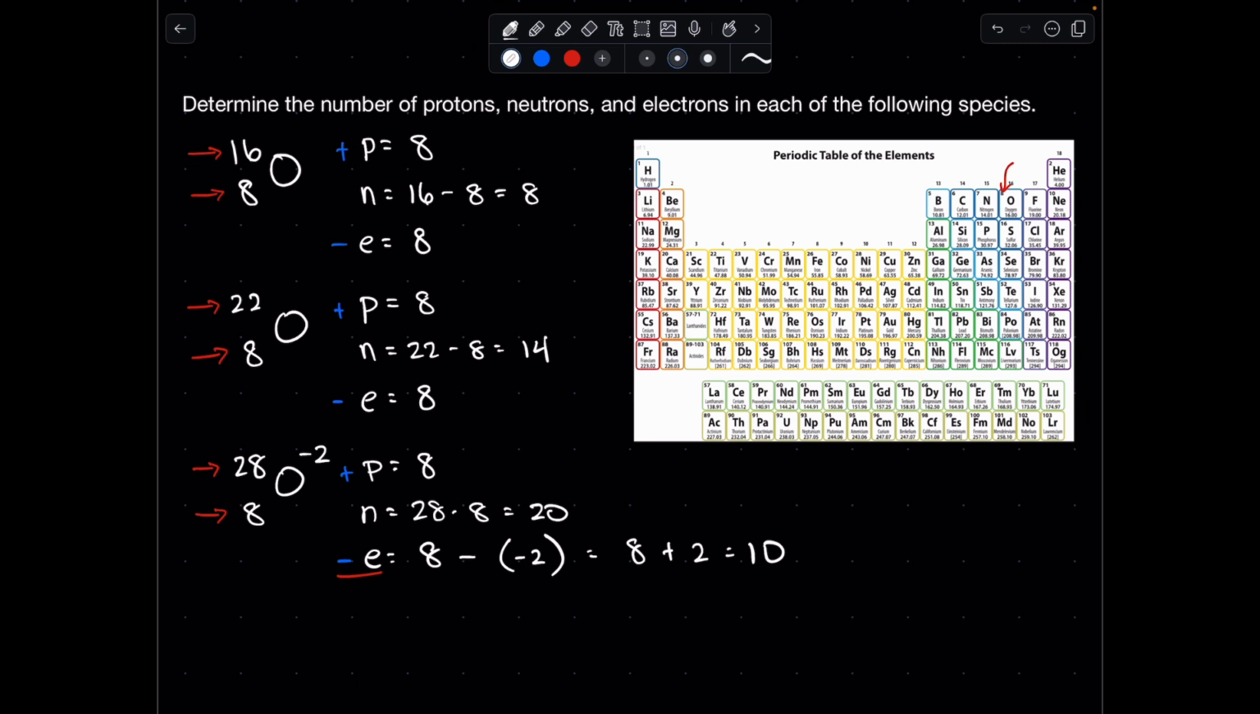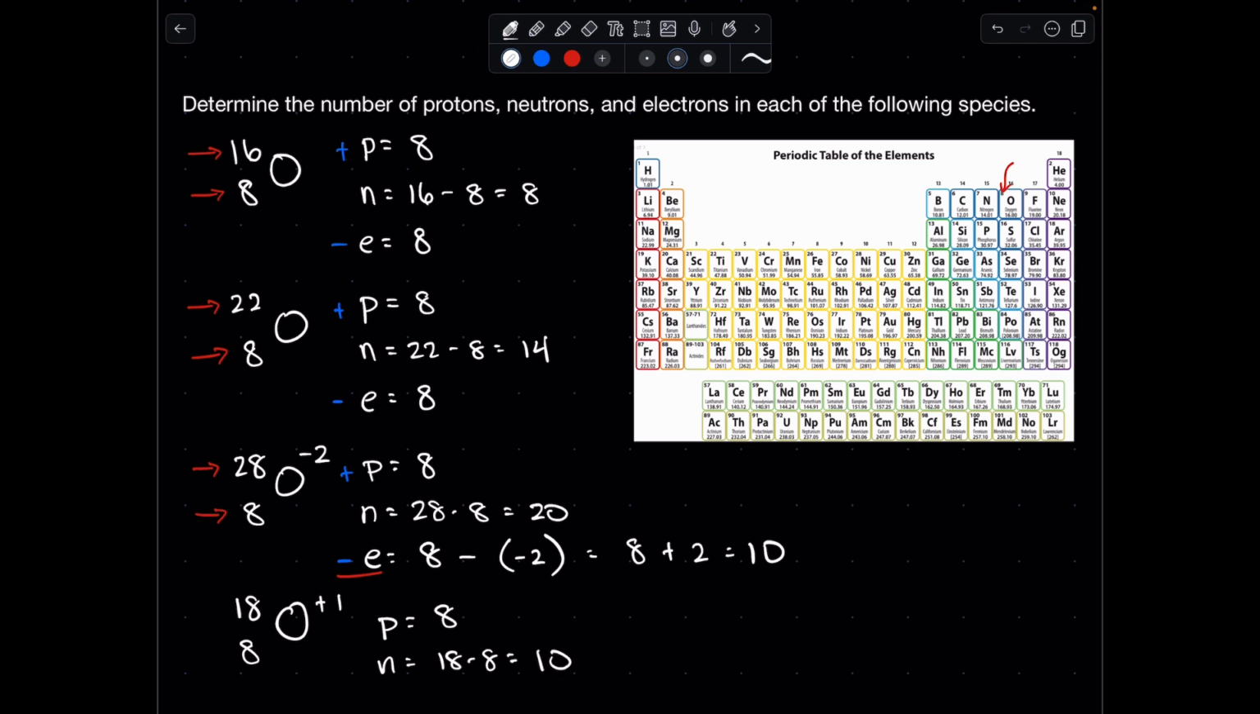Let's do one more example. Again, let's use our oxygen. It's going to be 8. Let's say that it's +1, and let's say this is 18. So our protons, again, we haven't shifted away from oxygen, so it continues to be 8. Our neutrons, we're going to use our formula of 18 minus 8, which is equal to 10.